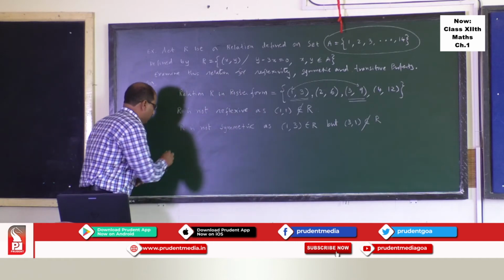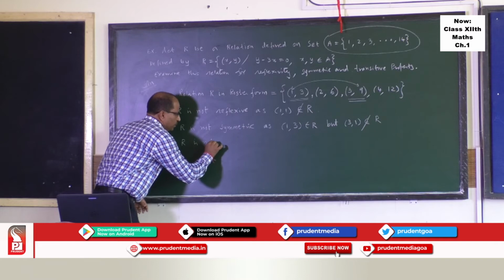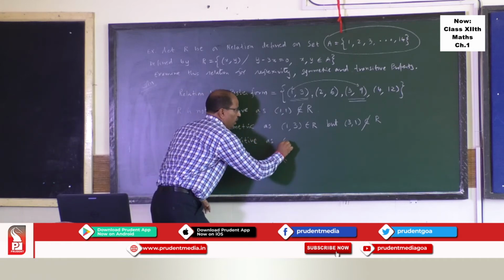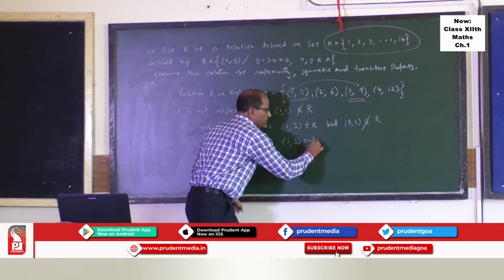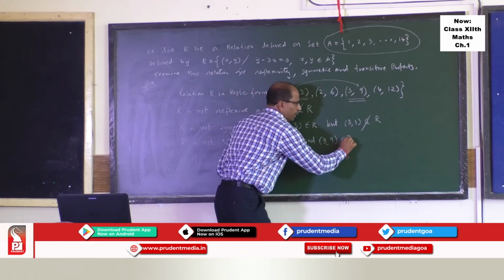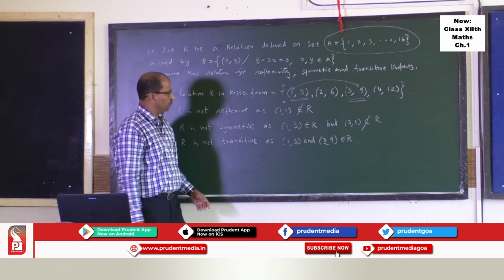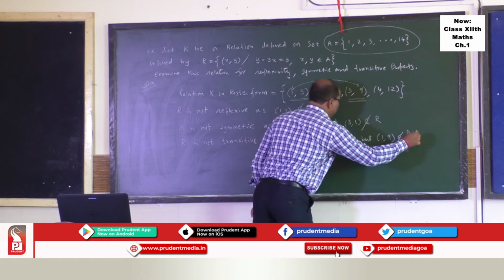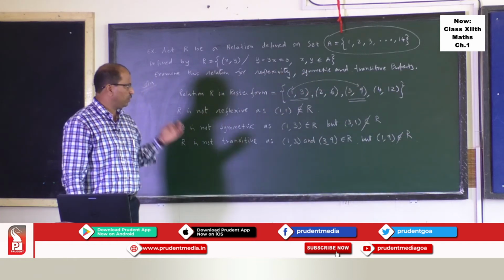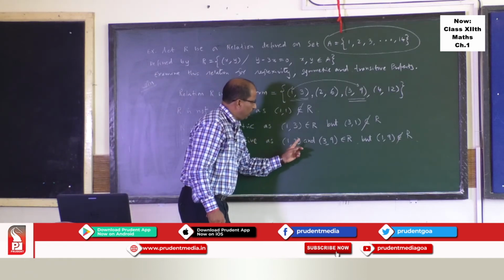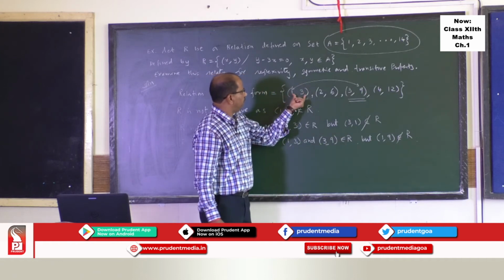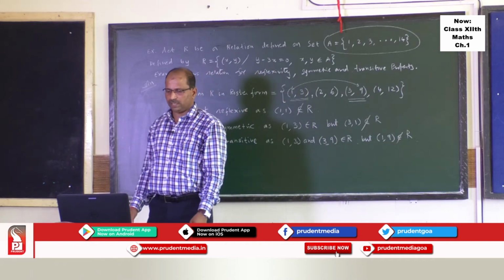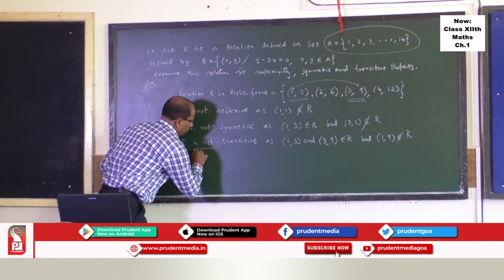I will write the answer clearly here. R is not transitive, as 1 comma 3 and 3 comma 9 belong to the relation, but 1 comma 9 does not belong to the relation. This does not belong to the relation. And therefore R is not transitive.